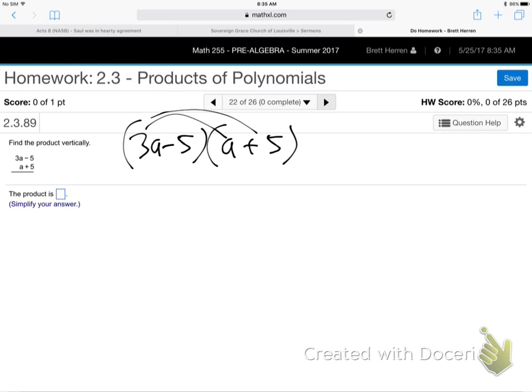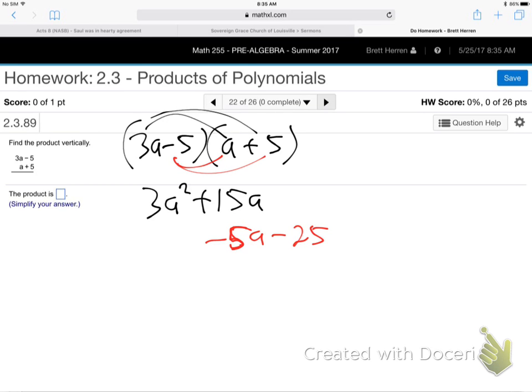Like, take the 3a, let him have his turn. 3a squared plus 15a. And then when you do the next one, the minus 5, bring him down. Minus 5a minus 25. So I'm kind of doing this one for you, just to show you what I mean by vertical. Put the first one on the first line, the second one on the second line. You see how I did that? When they say find the product vertically, the first way they have it is pretty much formatted the same way. You can do it vertical or sideways. I think it's easier to write it sideways but do the answer vertical. But whatever works for you is fine.